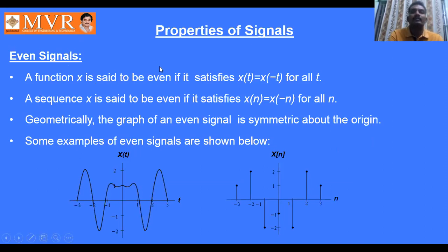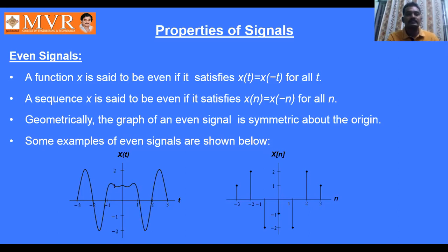Then coming to the properties of signals. What are the properties of signals? Here, the first one is the even signal. How is a signal said to be an even signal? As we already know about even numbers and odd numbers, now we are going to see even signals and odd signals. What is meant by an even signal? Suppose x of t is the signal. If x of t is an even signal, it is equivalent to x of minus t. What is x of minus t?